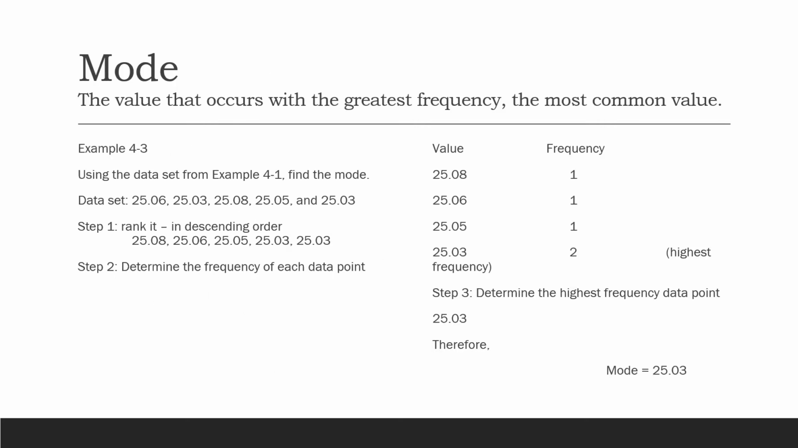Alright, next one is called mode. Mode is the value that occurs with the greatest frequency. Frequency is just a count, how many times it repeats. So mode is the maximum repeated value, the most common value.